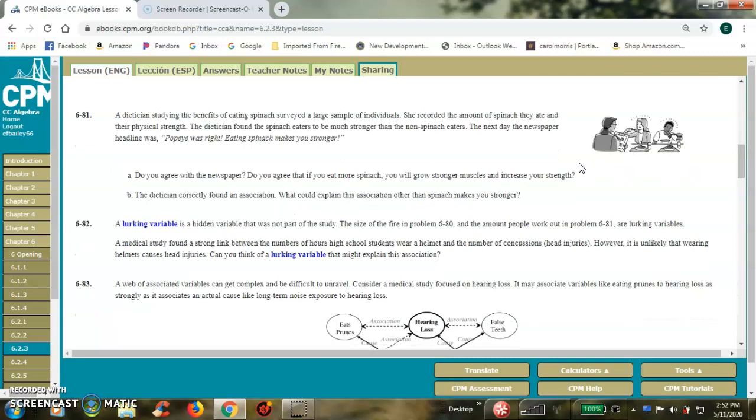681, similar. A dietitian studying the benefits of eating spinach surveyed a large sample of individuals. She recorded the amount of spinach they ate and their physical strength. The dietitian found the spinach eaters to be much stronger than non-spinach eaters. The next day, the newspaper headline was, Popeye was right, eating spinach makes you stronger. Do you agree with the newspaper? Do you agree that if you eat more spinach, you will get stronger in muscles and increase your strength? Right? So answer that question. And for letter B, it says the dietitian correctly found an association. What could explain this association other than spinach makes you stronger?